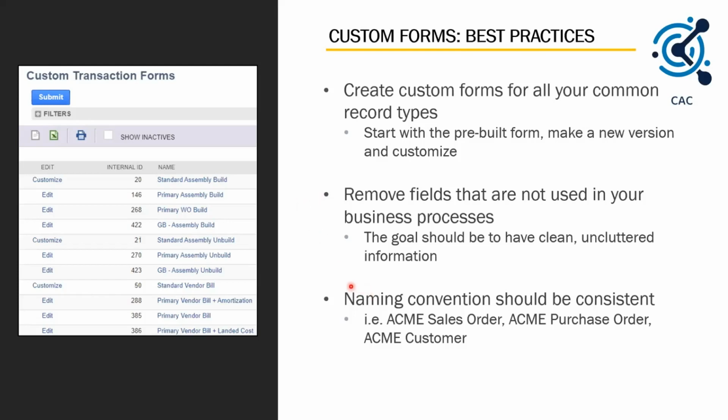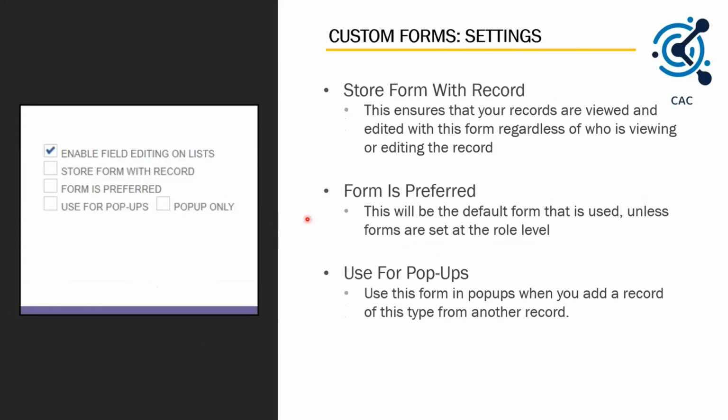And then the naming convention should be consistent. So if your company is Acme, you would edit your forms, call them Acme sales order, Acme purchase order, Acme customer, for example. So rename them and be consistent with that naming convention.